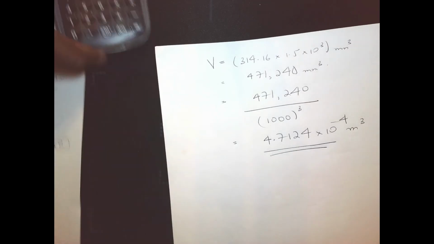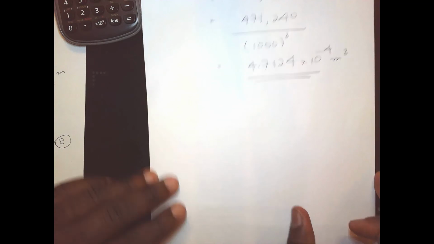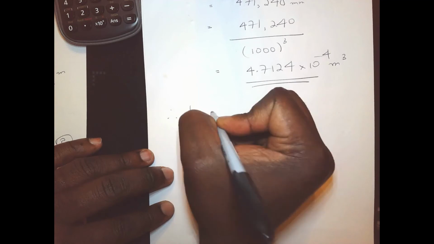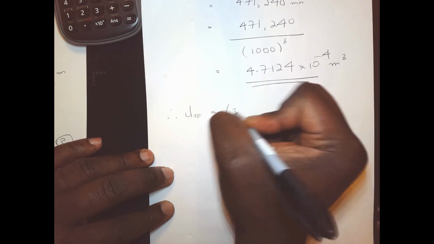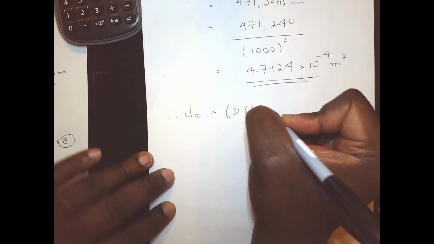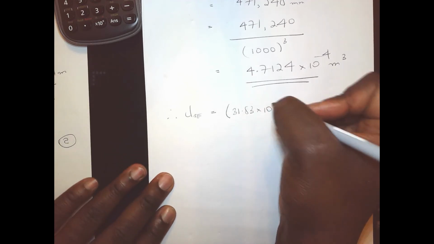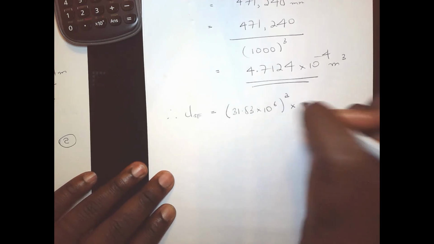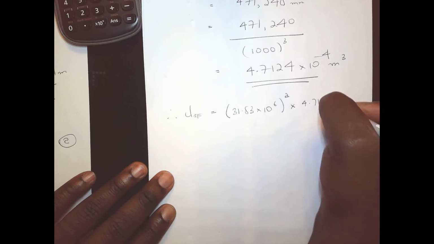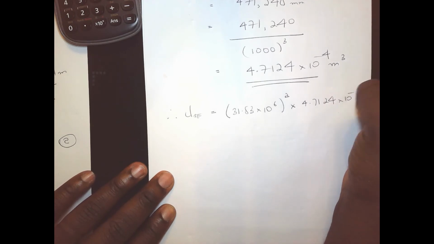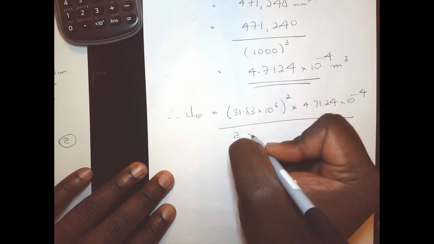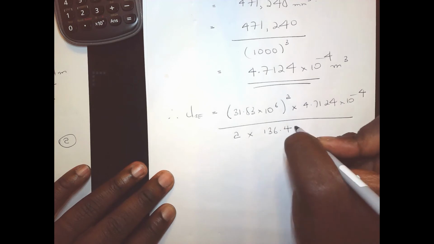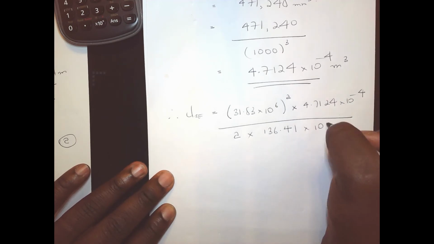Okay, so we know what our volume is, we know what our stress is, so we've got all the values that we need to calculate the strain energy. So therefore, the strain energy from equation 2 will be equal to 31.83 times 10 to the power of 6, because that's a mega squared, times the volume, 4.7124 times 10 to the power minus 4, divided by 2 times E, which we calculated to be 136.41 times 10 to the power of 9. Okay.